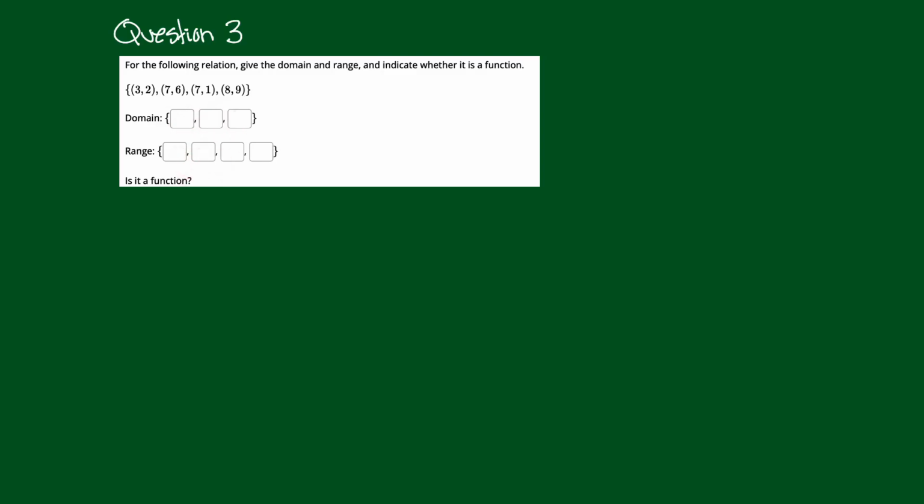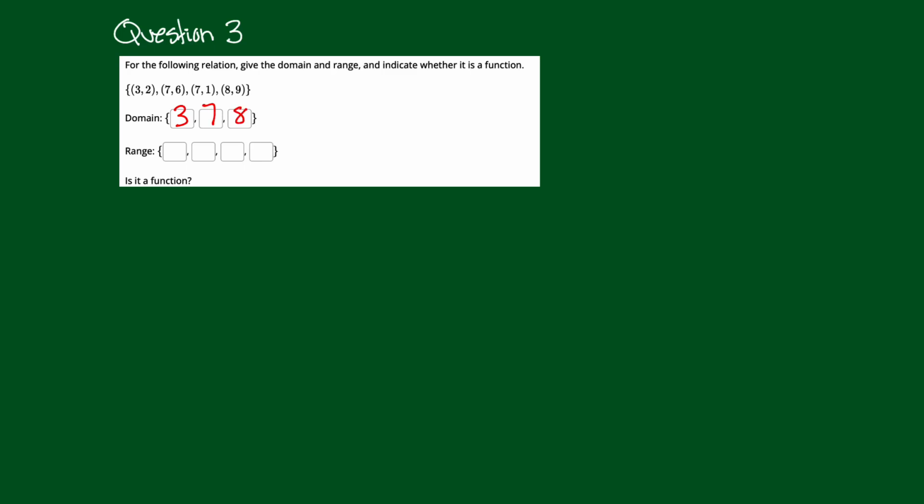Question 3, is this relationship, what's the domain, what's the range, and is it a function? So here's the domain. Domain of first elements. What do we have? We have a 3, a 7. Now 7 appears again. I only need to write it once, and an 8. So what numbers do we have in the domain? What numbers can we use as inputs? 3. We can use 7, and we can use 8.